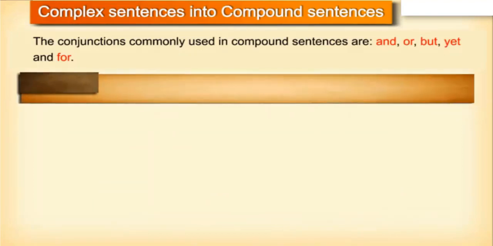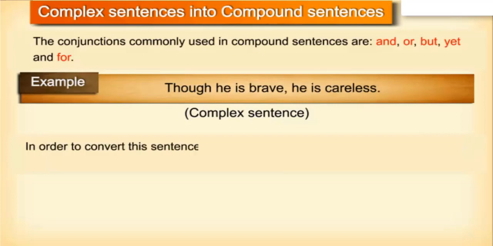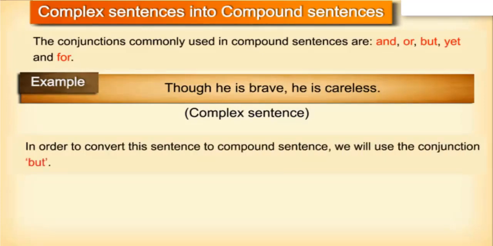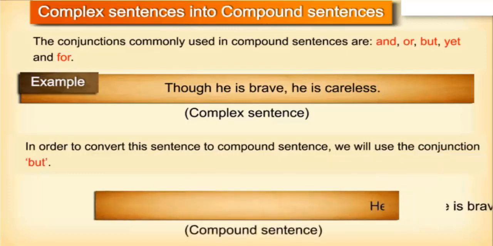Let us take another example. Though he is brave, he is careless. This is a complex sentence. This sentence contains one main clause and one subordinate clause. Now, in order to convert this sentence to compound sentence, we will use the conjunction but. So the corresponding compound sentence will become, he is brave but careless.